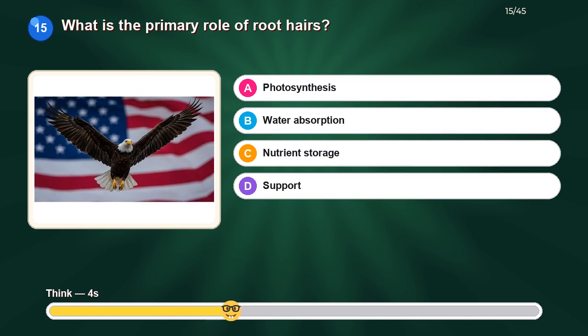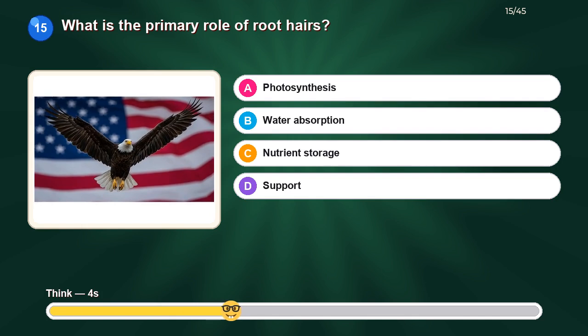Which part of the seed is responsible for the development of the plant after germination? Option A, seed coat. Option B, embryo. Option C, endosperm. Option D, hilum. The correct answer is embryo.